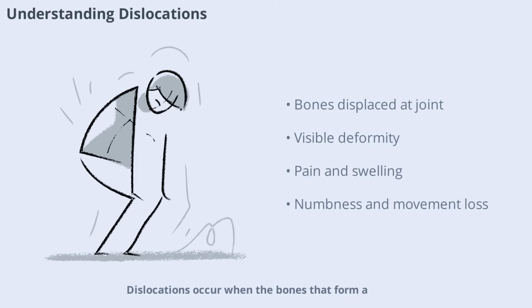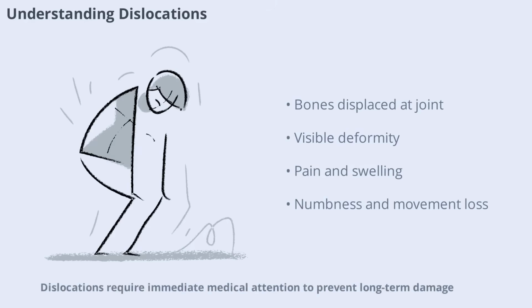Dislocations occur when the bones that form a joint are forced out of their normal positions. This injury is usually the result of a significant force, such as a fall or accident. The symptoms are often dramatic: visible joint deformity, intense pain, swelling, numbness, and a loss of movement in the affected area. Dislocations require immediate medical attention to prevent long-term damage. Knowing how to recognize a dislocation and respond quickly can make a significant difference in recovery outcomes.